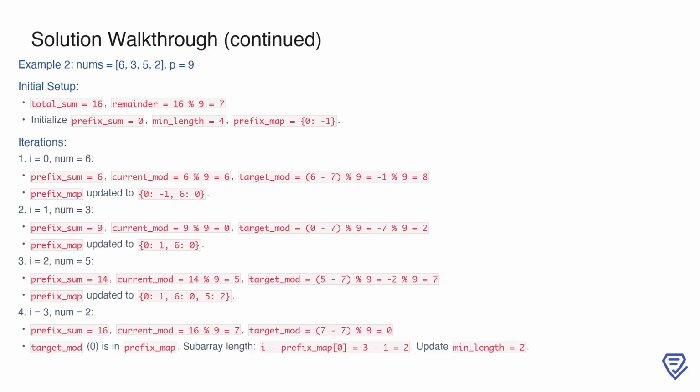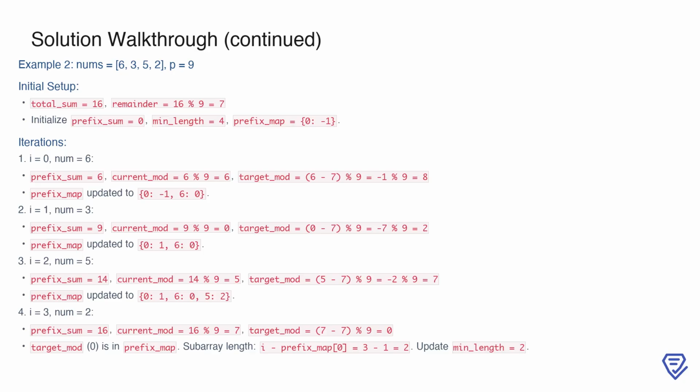The total sum of nums is 16, and the remainder when dividing this sum by p is 7. With the remainder not equal to 0, we initialize the prefix sum to 0, set the minimum length to 4, and begin with a prefix map containing 0, -1. In the first iteration, where i equals 0 and number equals 6, the prefix sum becomes 6, and the current modulo is also 6. The target modulo, calculated as 8, is not in the prefix map, so we add 6 with its index, 0, to the map.